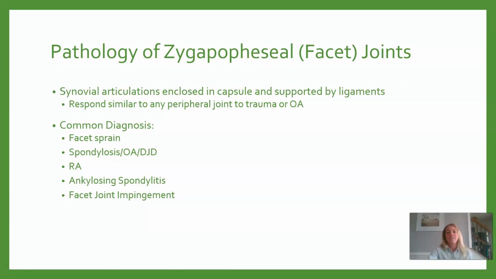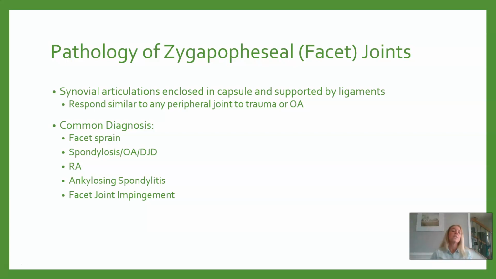Pathology of the zygapophyseal or the facet joints. These are synovial articulations, so these work just like all of our other synovial joints. They're enclosed by a capsule supported by ligaments. So again, they're going to respond just like any other peripheral joint to trauma, osteoarthritis, and we'll go through all of those conditions.